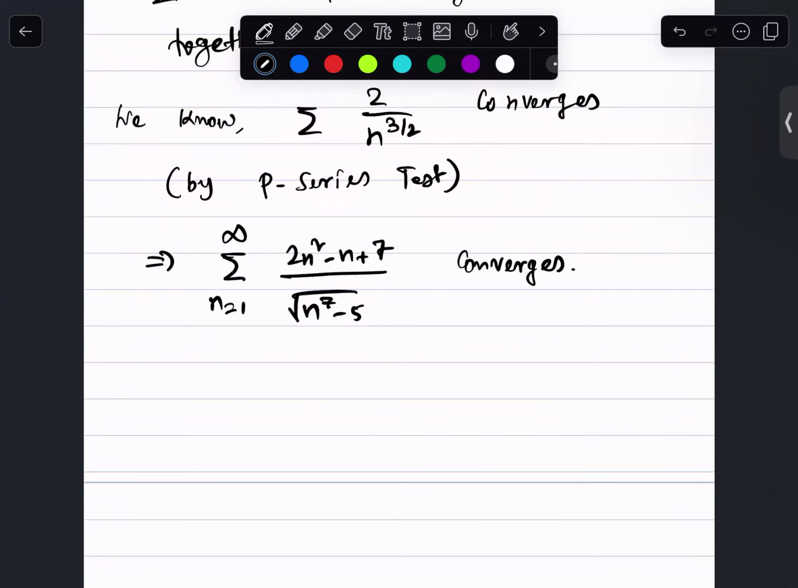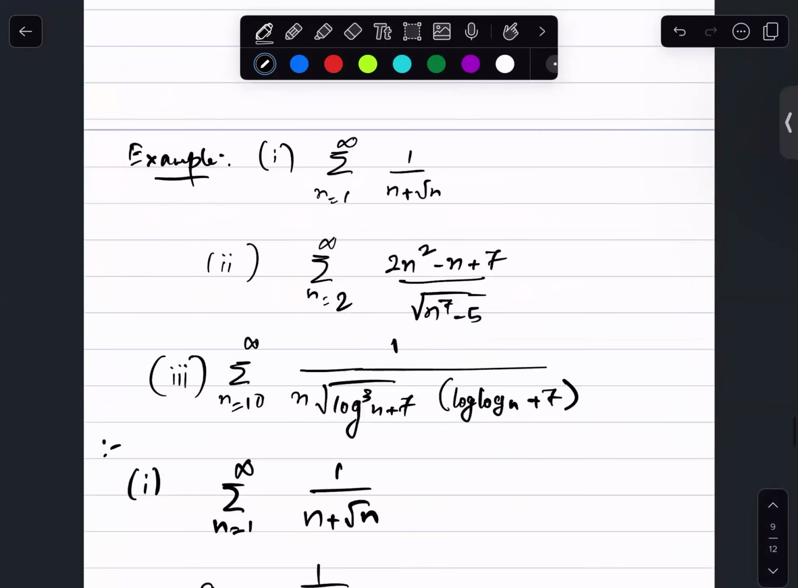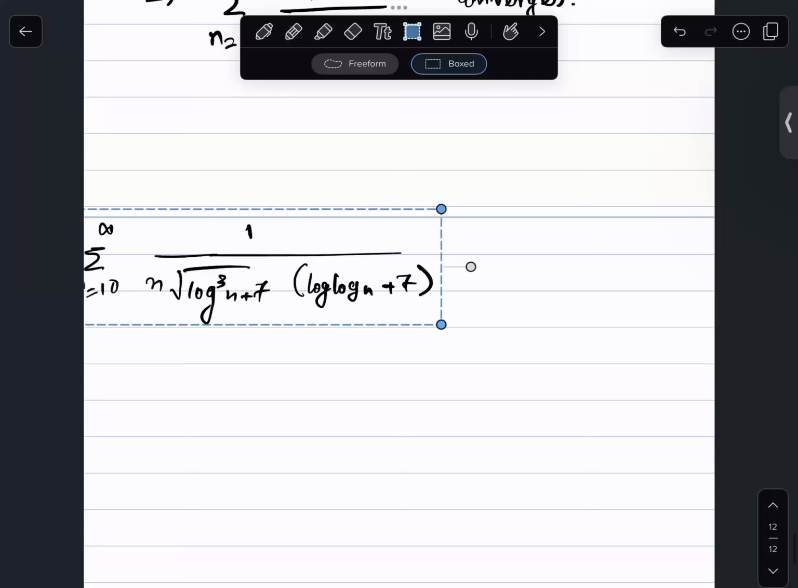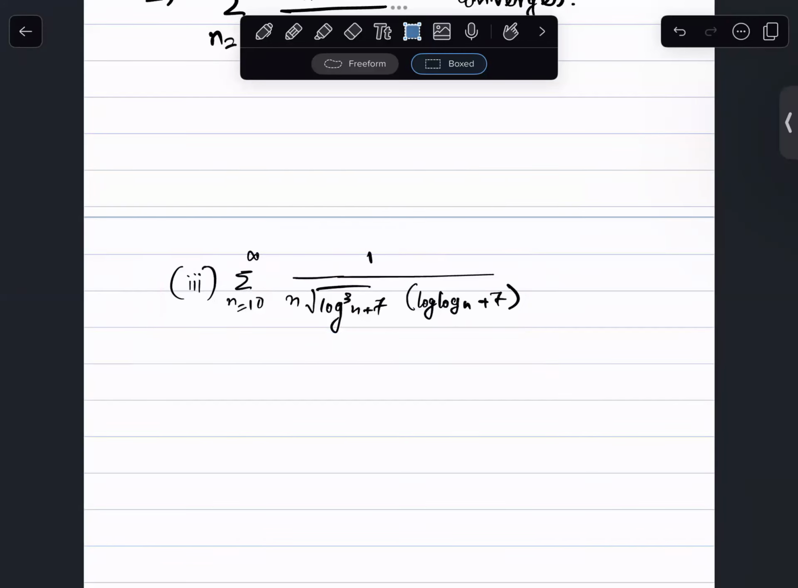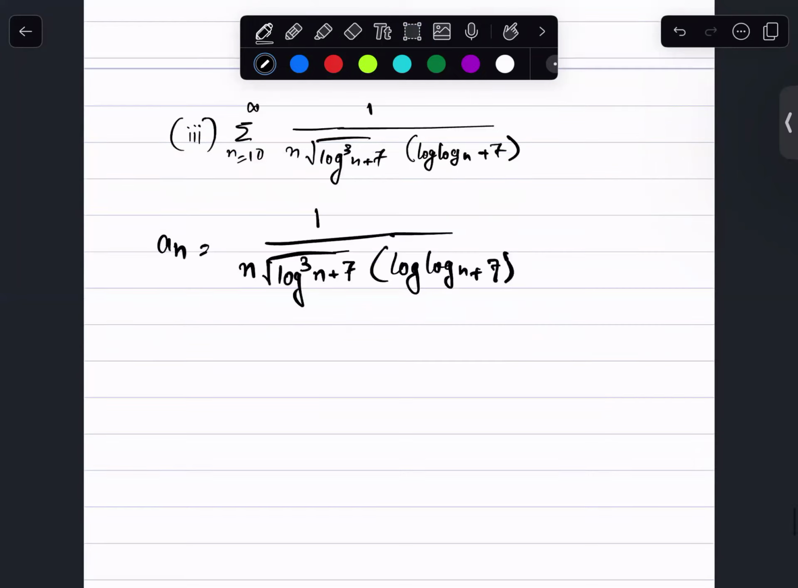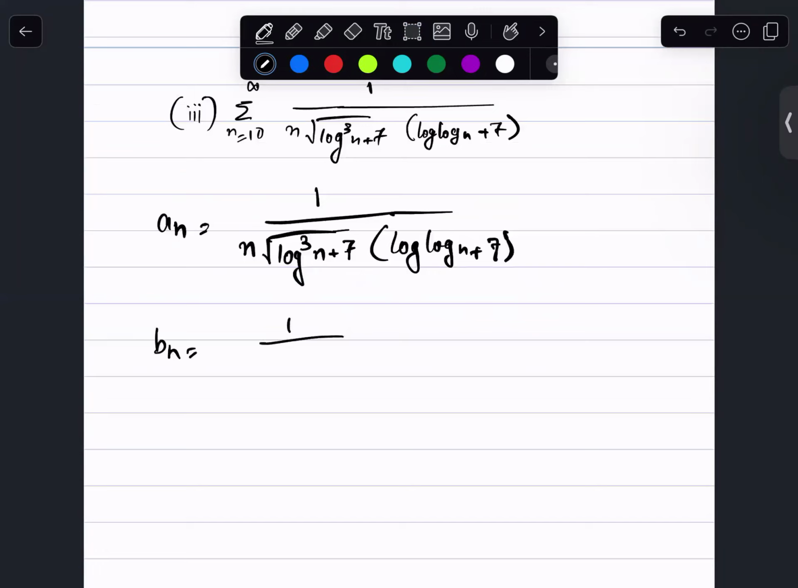Okay. For the third example, which is quite big, I have an, which is the term of my given series: 1 over square root of log to the 3n plus 7, times log n plus 7. But I'll take my bn to be 1 over n square root of log to the 3n.